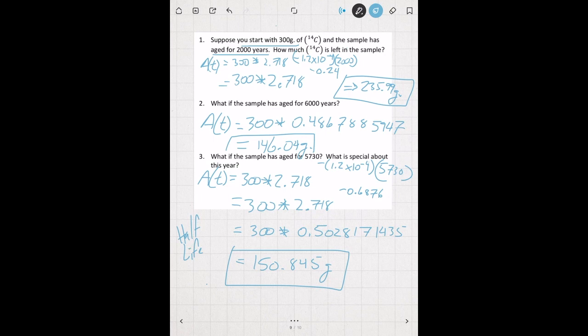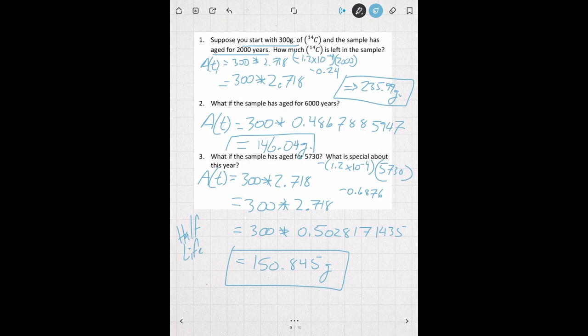And it turns out it takes about 5,730 years for us to cut it down to about half of what it started with. Again, this is why this carbon dating or this carbon-14 dating is so incredibly helpful. It takes a very long time for all of the carbon to really be breaking down. So we can utilize that to really help us out.